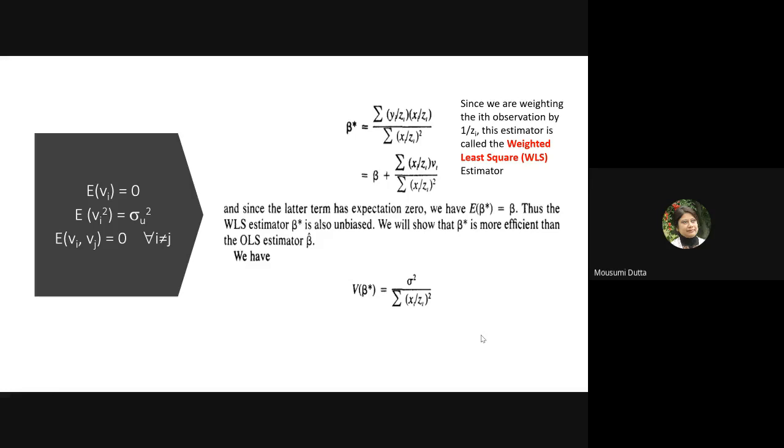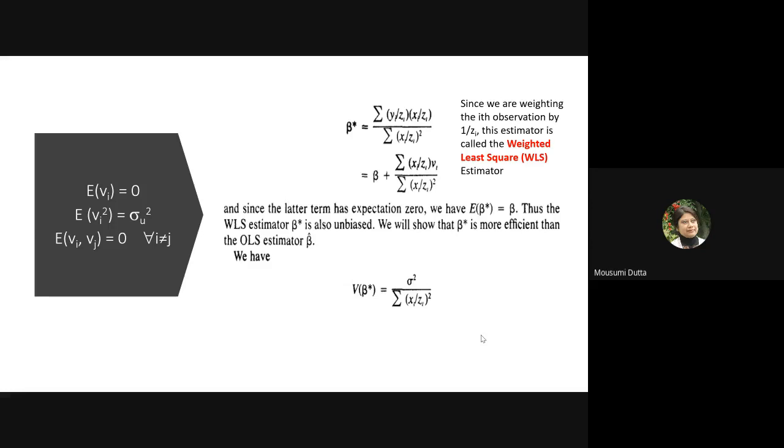So since we are weighting the ith observation by 1 by Zi, this estimator is called the weighted least square estimator. So we are applying OLS to the transformed model. What is the transformed model? The weighted model. For that matter, instead of calling this ordinary least square, we are calling this weighted least square because we are applying OLS to the weighted model. Therefore, it is called the WLS, weighted least square technique.